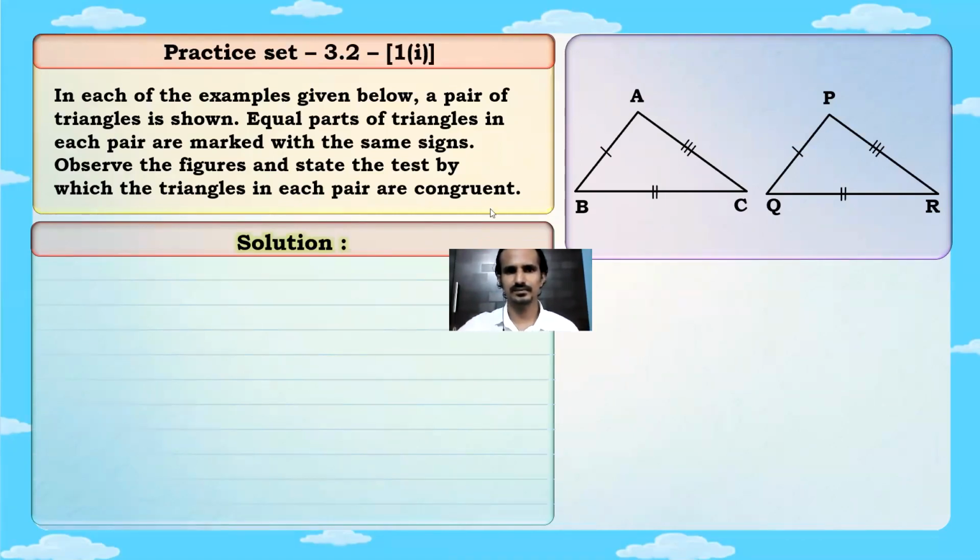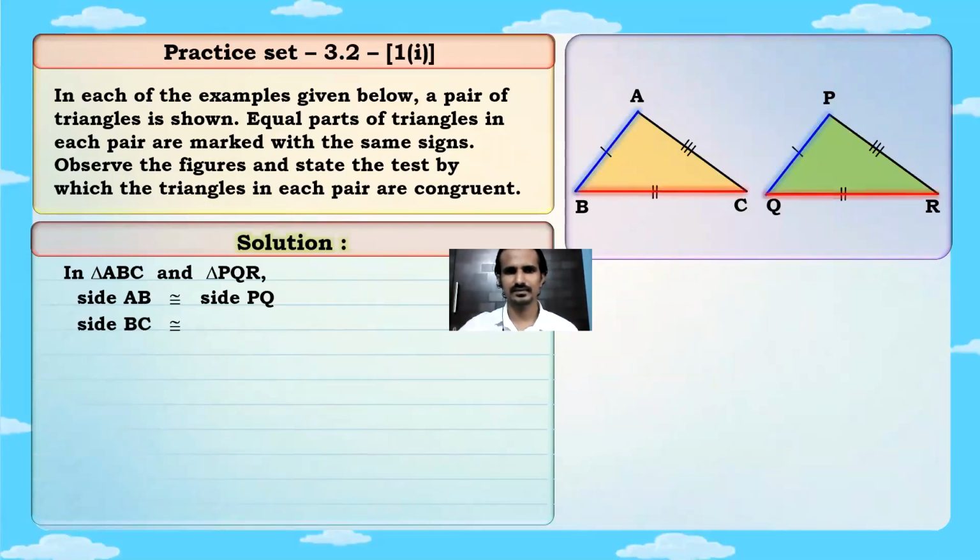In triangle ABC and triangle PQR, side AB is congruent to side PQ. Okay. Side BC is congruent to side QR. Next. Side AC is congruent to side PR. Okay. Just a minute, Kathan. When we write all these steps, we should always mention the reason. Here, the reason will be given. Okay, tell me, Kathan, what should be the next line? Given. Okay, next line of the solution.